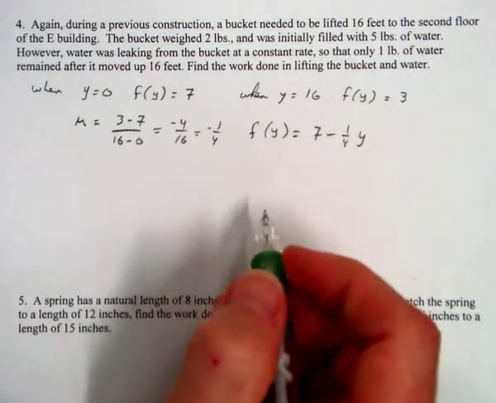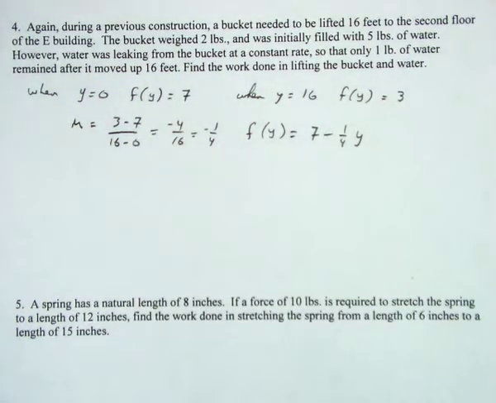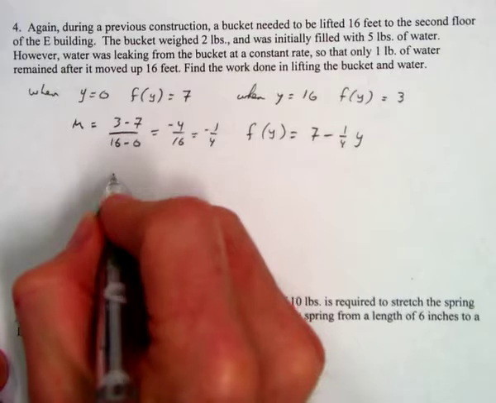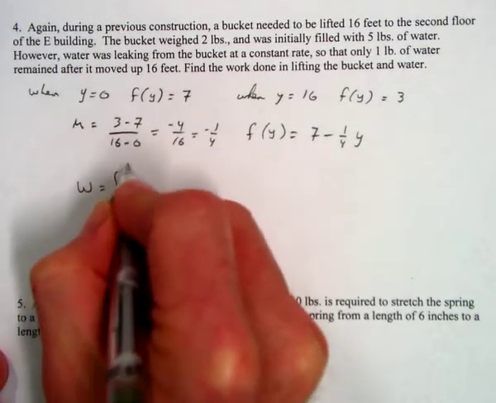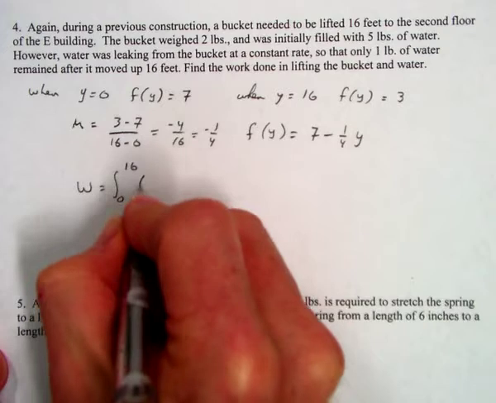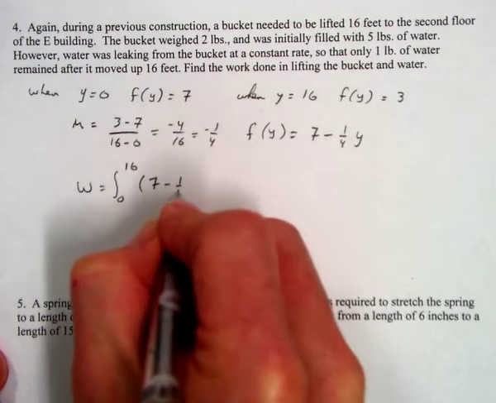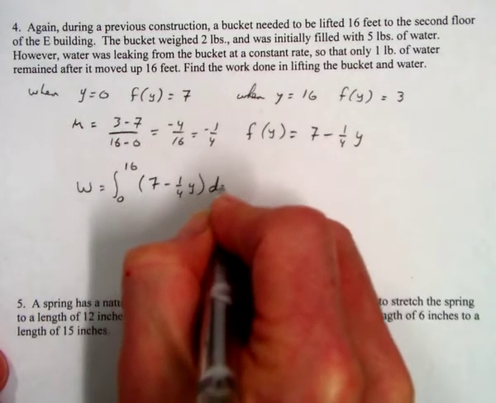So what we're going to do is the same thing we did before. If we took some slices here and then summed them all up and let the norm go to 0, we're going to end up getting that work is going to be done. We're going from 0 to 16 of the force 7 minus 1/4 y times dy.